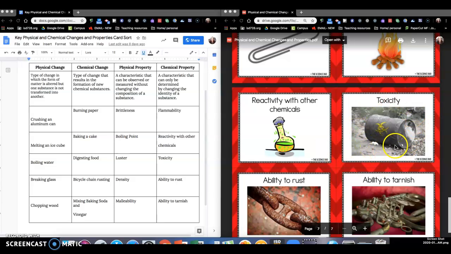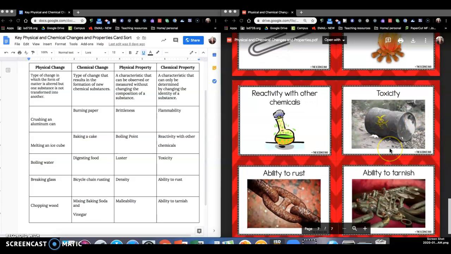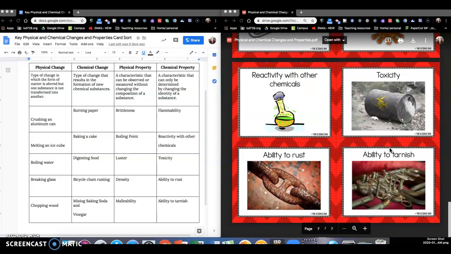Toxicity, is something toxic or not. If I want to know, I have to test it. The ability to rust: if I want to know if a metal could rust, I have to actually try to get it to rust. And the ability to tarnish. Tarnish is something that happens to other metals. They kind of turn greenish. Again, if I want to know if something's going to tarnish, I have to expose it to the correct conditions so that it will tarnish.